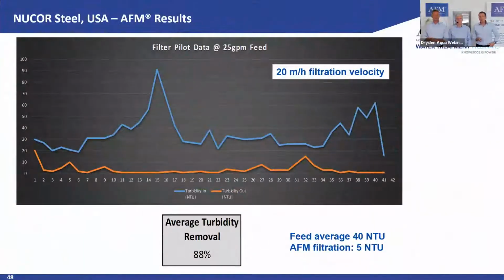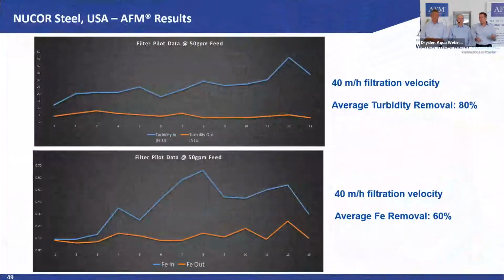So the customer was extremely happy with the results. You see here we have a turbidity removal rate of 88%. The red line is the turbidity out, the blue line turbidity in. So you see that reduction here from 40 to 5. And this was at 20 meters per hour filtration velocity. So the customer came back and said, really, this is better than I need.